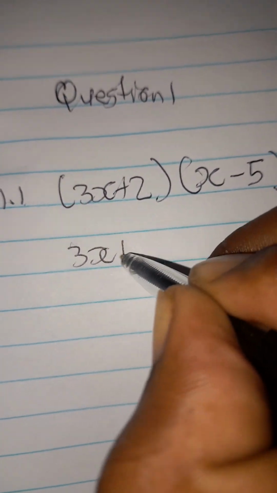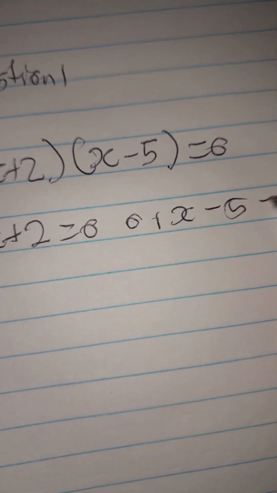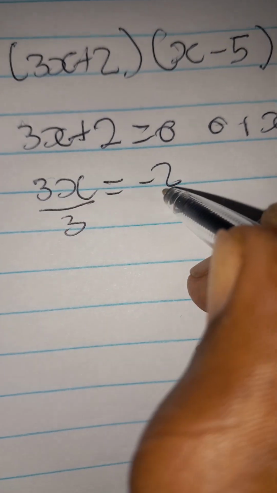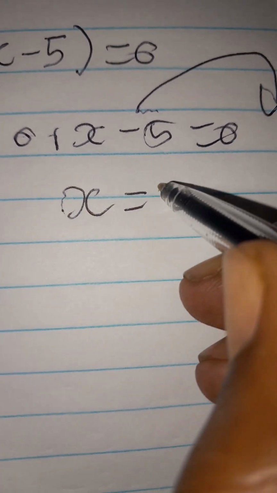So we have question 1.1.1: (3x + 2)(x - 5) equated to 0. So you are going to equate each factor to 0. So 3x + 2 = 0, or x - 5 = 0. We take 2 to the other side, so 3x = -2. Divide both sides by 3: x = -2/3. Then we take -5 to the other side, so x = 5.